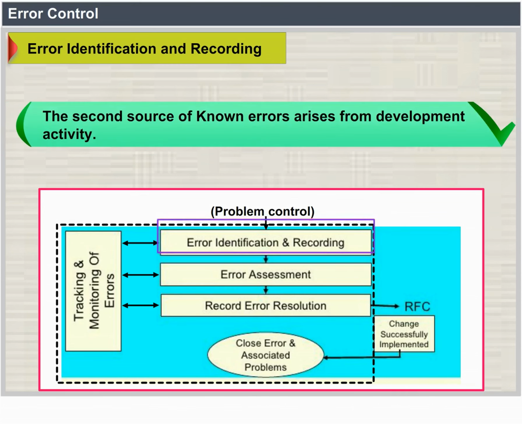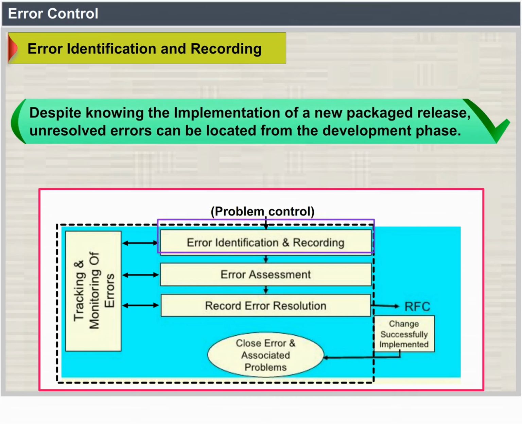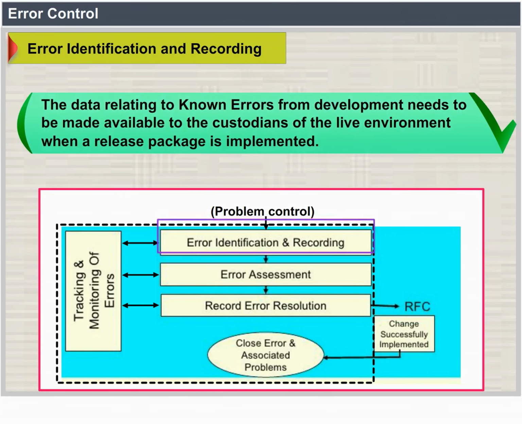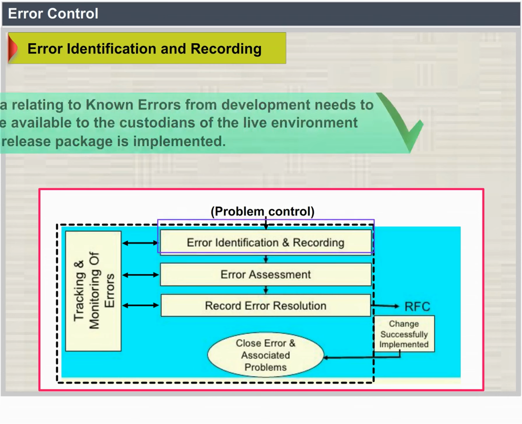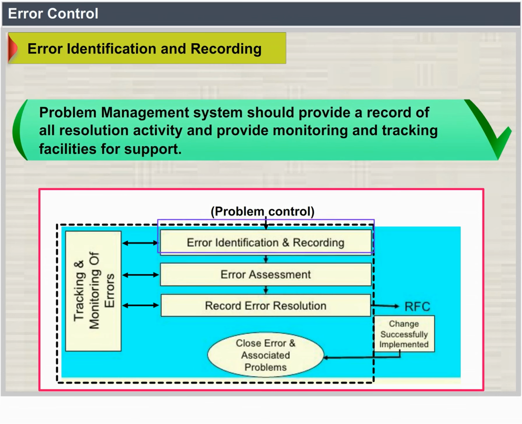The second source of known errors arises from development activity. Implementation of a new package release has known but unresolved errors from the development phase. The data relating to known errors from development needs to be made available to the custodians of the live environment when a release package is implemented. The problem management system should provide a record of all resolution activity and provide monitoring and tracking facilities for support.